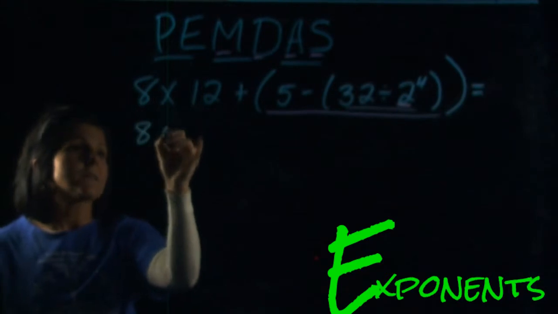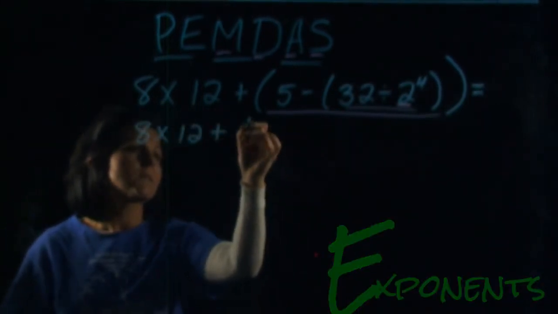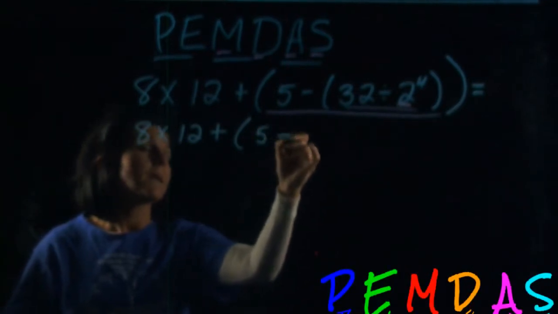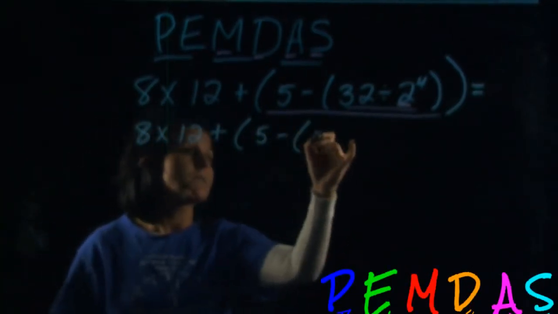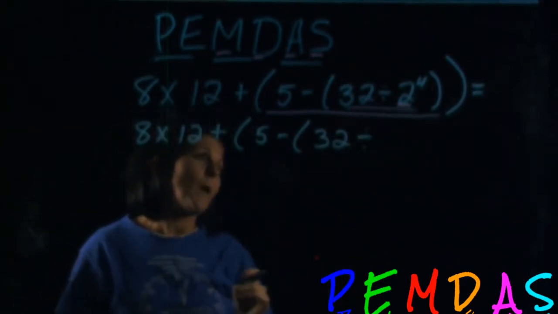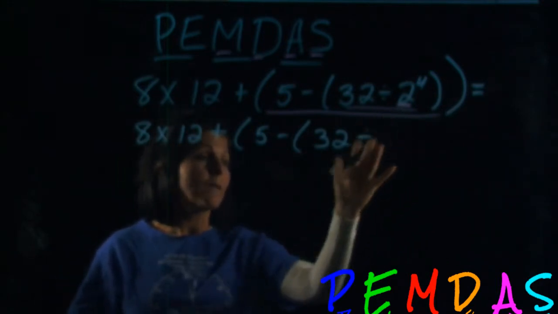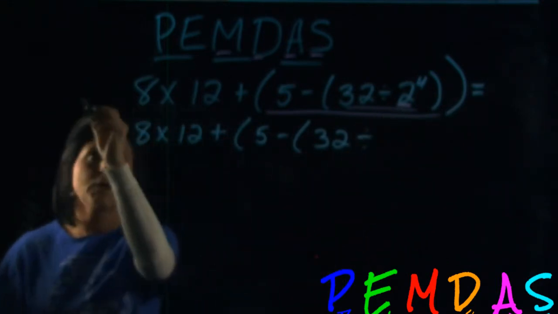Afterwards, I'm going to rewrite everything until the step I'm going to solve. So I have 8 times 12 plus, and make sure you write it exactly like it is, parentheses, 5 minus, little parentheses, 32 divided by. Now I need to do 2 to the 4th power out. If you can do it in your head, great. If you need to do work on that, don't do it within the problem, do it on the side.